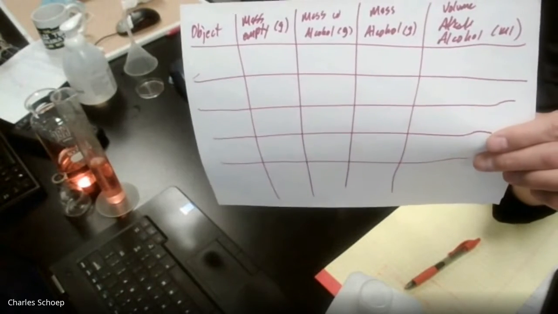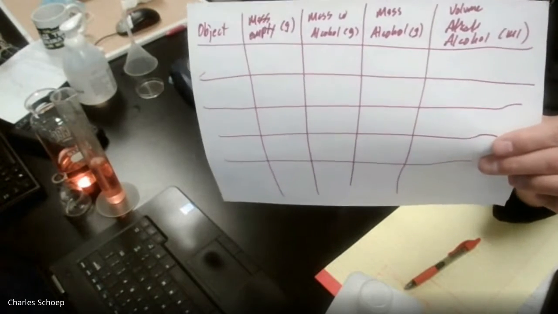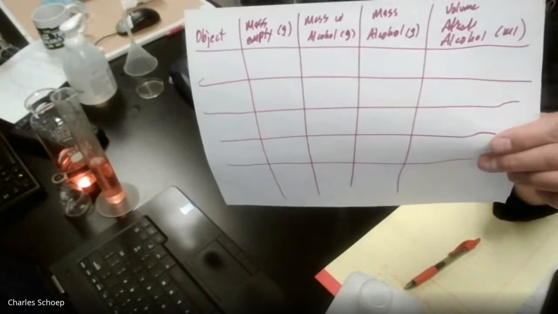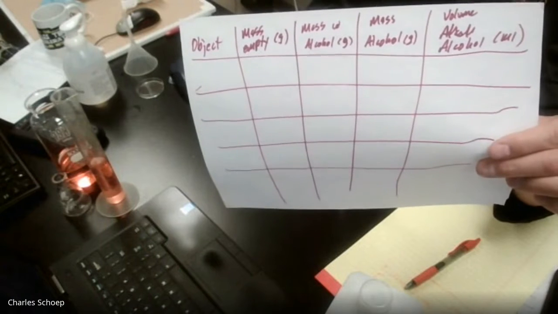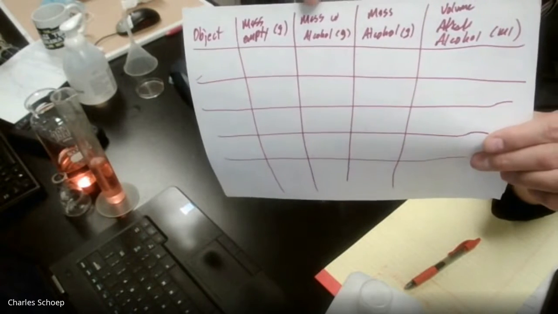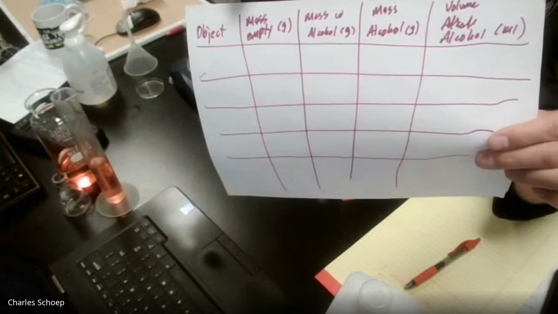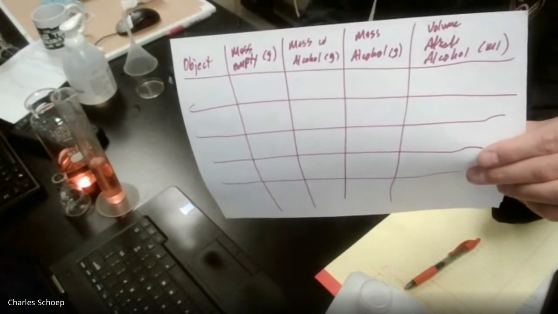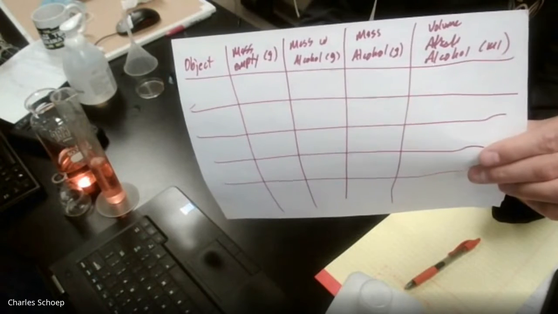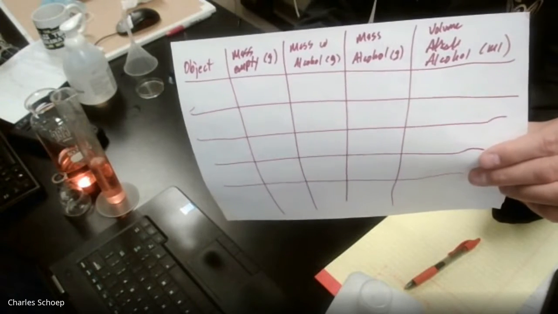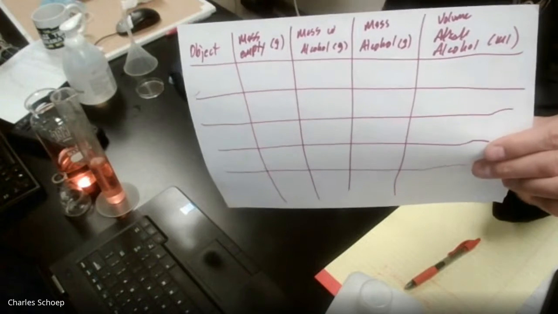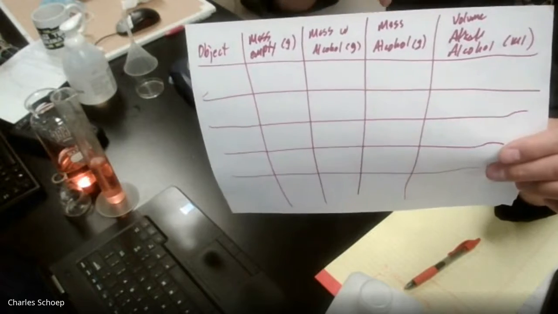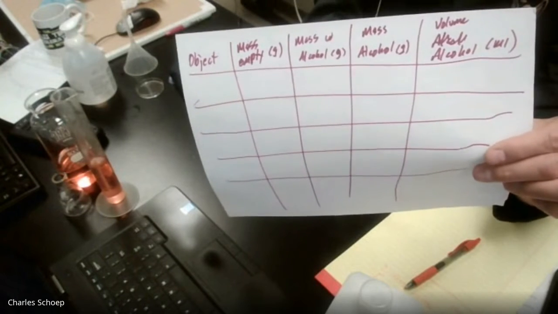Now, pay super close attention. So I've got mass of the object, and notice that I put the unit in there. The unit is going to be in grams. And I've got the mass with alcohol, so I'm going to measure the mass of the empty object and then the mass of the alcohol. And I'm also going to do that with grams, because when we record data, we should include the unit. Grams is called the unit. We're eventually going to calculate the mass of the alcohol, and that's also going to be in grams.